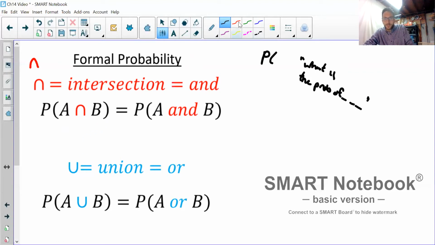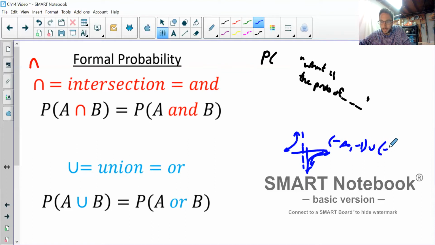You probably haven't seen the intersection much. You've seen the union symbol with domain and range, maybe when you had a rational function with an asymptote at -1. So maybe you said the domain was -infinity to -1 or -1 to infinity. So for domain, you may have seen this. That union symbol just means or. So probability of A union B is the same thing as the probability of A or B.